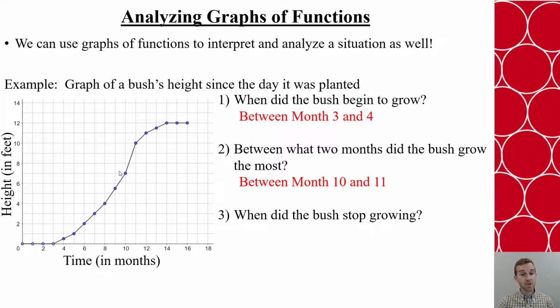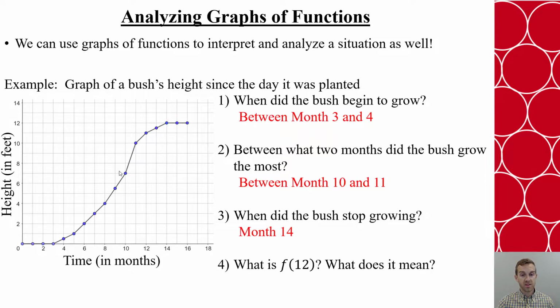Now, when did the bush stop growing? We know it grows starting at month 3, and we're looking for where it just plateaus and levels off and doesn't get any taller, where the height doesn't go up anymore. If we look left to right, when we get to month 14, it then flatlines. That means it stays at that height of 12 feet.